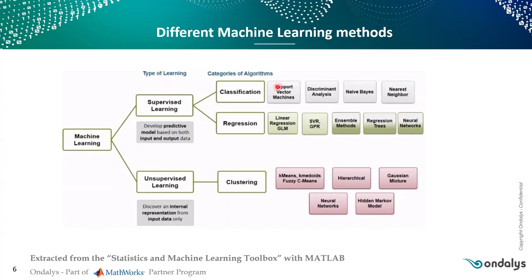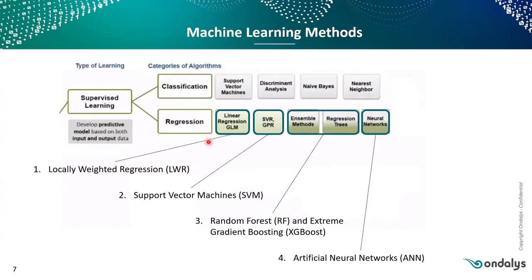If the response is a class or a group, it will be a classification model. If the response, on the other hand, is a quantitative value, it will be a regression model. For this webinar, we'll focus again mostly on supervised regression models. We will see locally weighted regression, then support vector machines, then ensemble methods based on regression trees. We will see two ensemble methods, random forest and extreme gradient boosting. And finally, we'll talk about artificial neural networks.